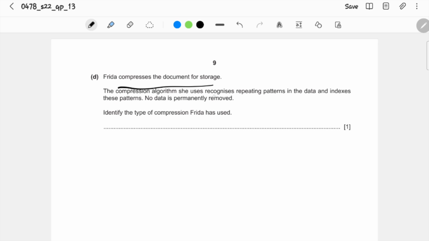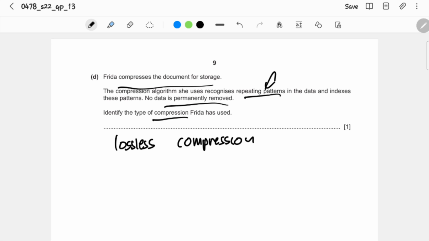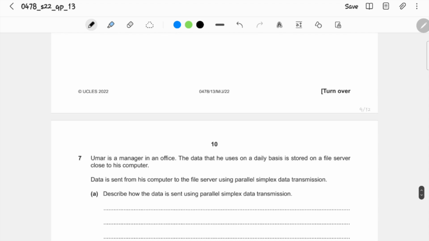Frida compresses her document. The compression algorithm she uses recognizes repeating patterns. So repeating patterns, okay, what type of compression? A compression that uses repeating patterns is called lossless. Okay, lossless compression, where data is not lost and uses a repeating pattern. And because they've said no data is permanently removed, that's why it has to be lossless compression.